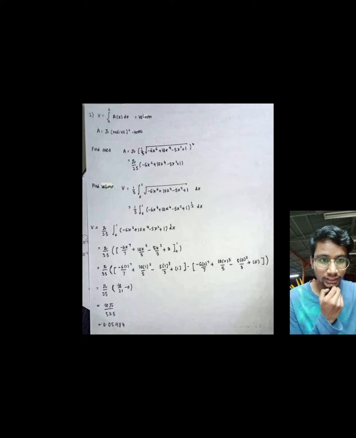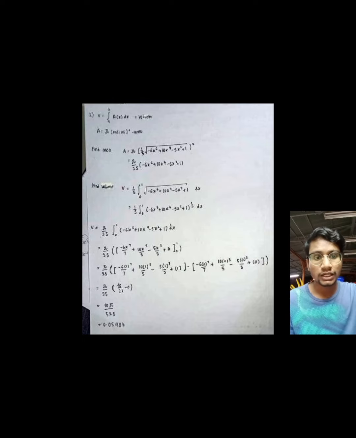After that, to find the volume, V equals π/25 times the integral from 0 to 1, which is the interval given in the question where x exists, of (-6x^6 + 10x^4 - 5x^2 + 1) dx. Then, using this method, we calculate the process, and finally we get that the volume is 0.05984. Thank you.